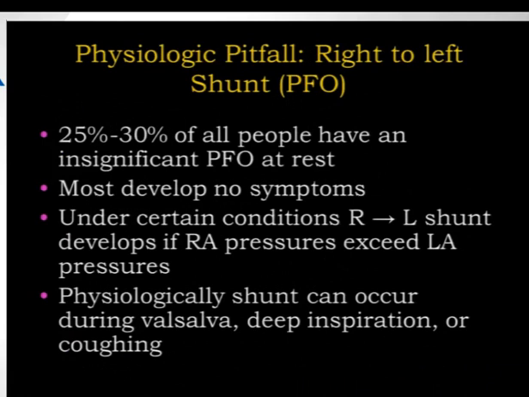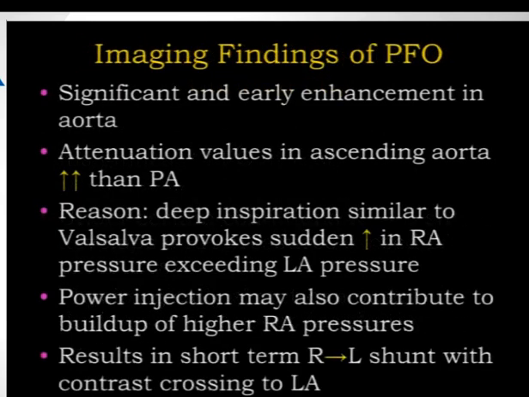Now we'll move on to right to left shunts. About 25 to 30% of all people have an insignificant PFO at rest, and most have no symptoms, but under certain conditions, a transient opening of the PFO can result in a right to left shunt, and that happens if the right atrial pressures exceed the left atrial pressures. And this can occur during Valsalva, or deep inspiration, or coughing.